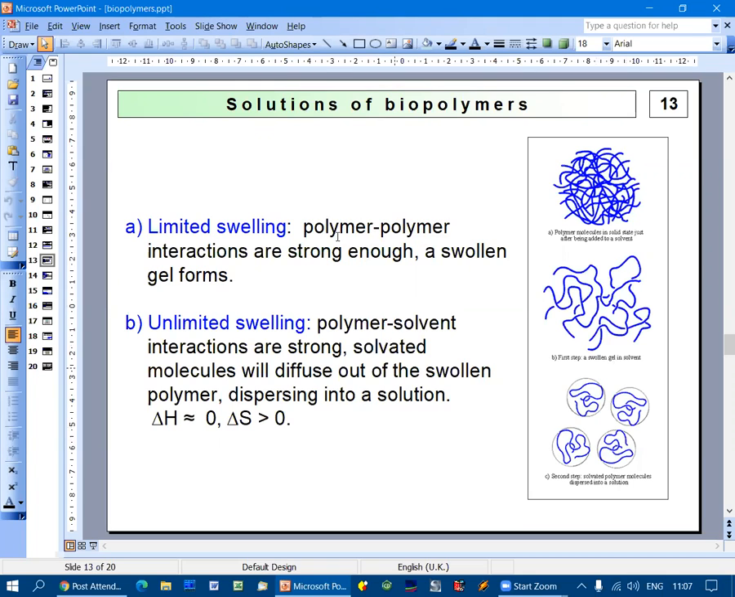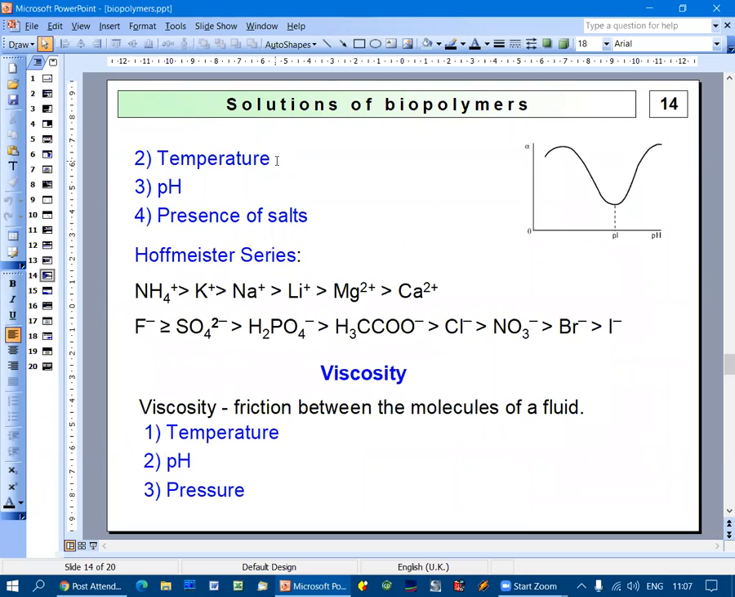interaction between molecules of polymer, and temperature, of course, because at low temperature, swelling can be limited, but if we increase the temperature, the kinetic energy will increase, and limited swelling can turn into unlimited swelling. You can get a solution of a polymer.